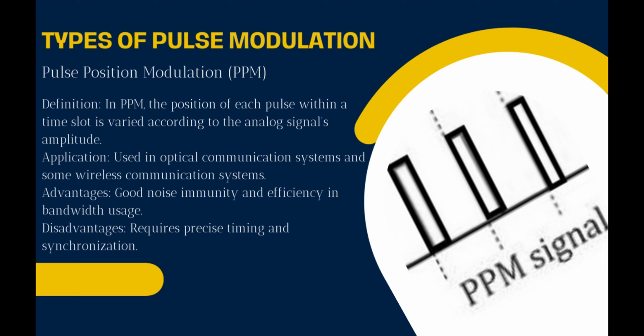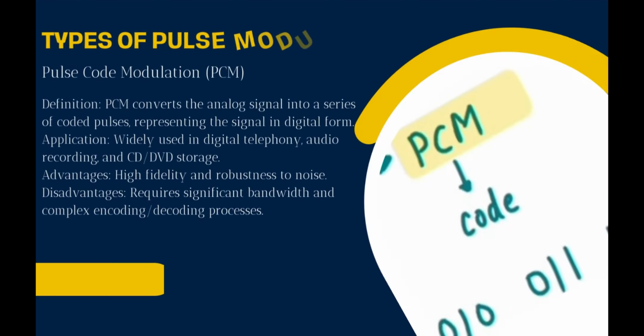Application: used in optical communication systems and some wireless communication systems. Advantages: good noise immunity and efficiency in bandwidth usage. Disadvantages: requires precise timing and synchronization. Last but not least, pulse code modulation (PCM). Definition: PCM converts the analog signal into a series of coded pulses, representing the signal in digital form.